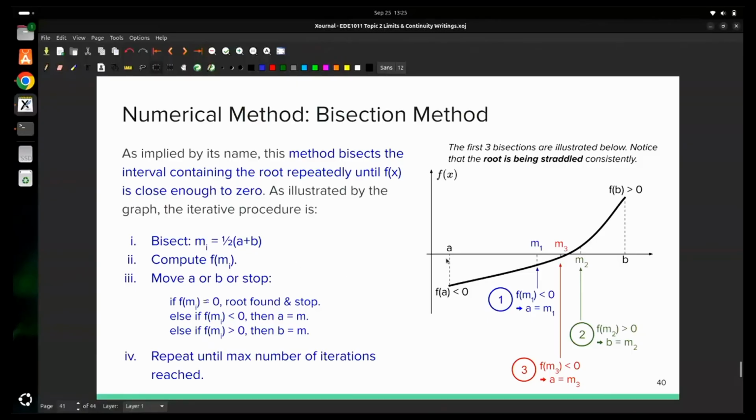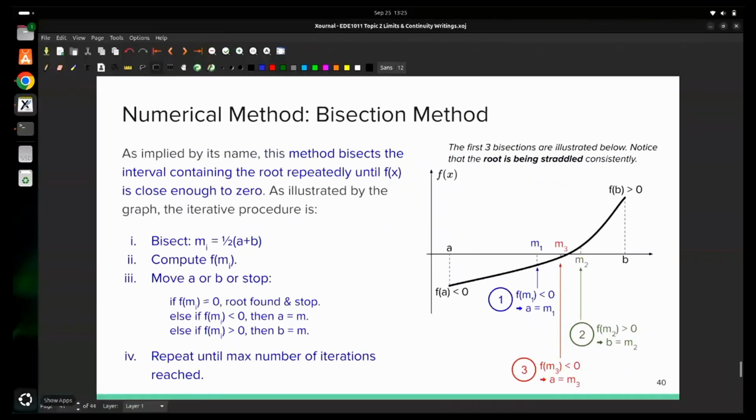You can see the original interval contains this root. After one bisection, half the interval, still containing the root. After the second bisection, another half of that interval, still containing the root. So basically, you're squeezing the interval towards the root. I hope graphically this makes sense.